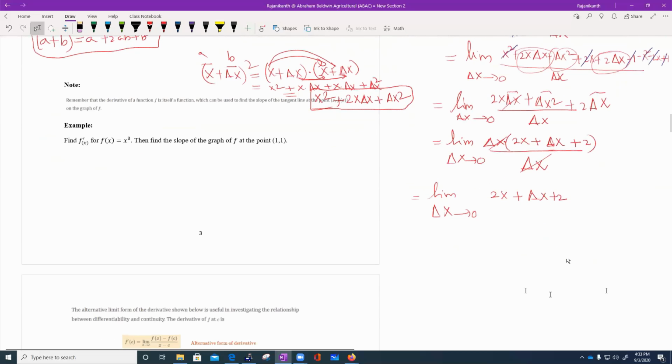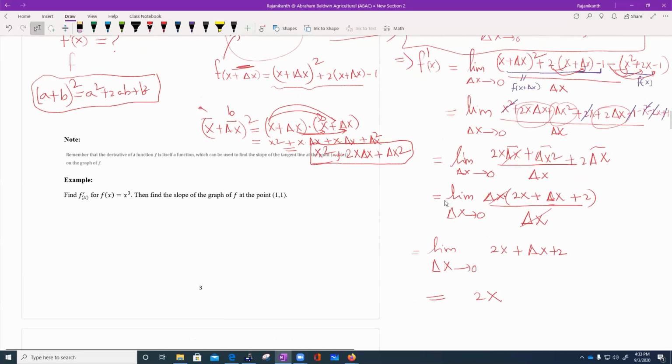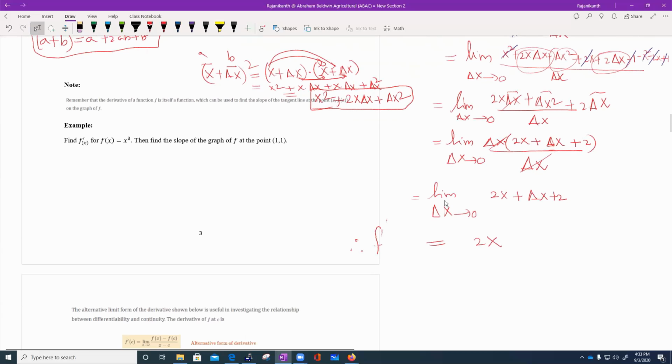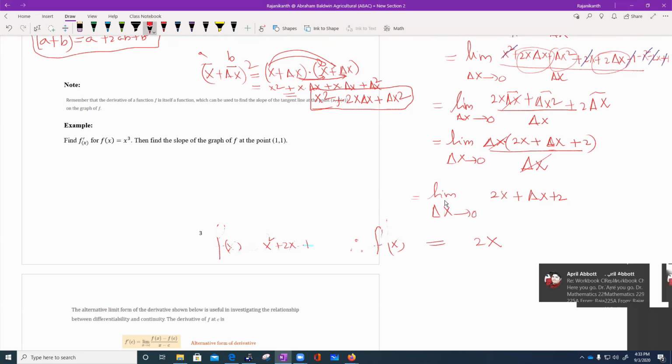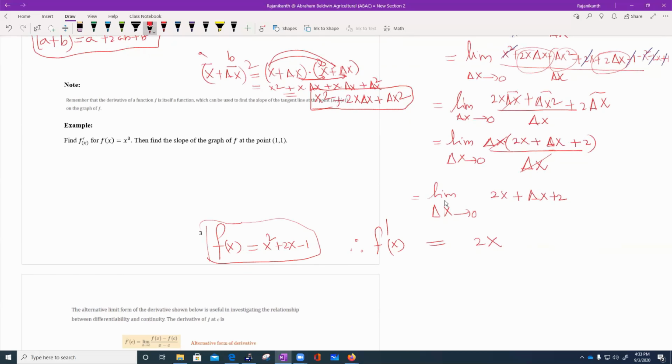Now tell me what is the answer. When delta x goes to 0, what will you get? 2x plus 2. Very good. So this is basically the derivative answer, f prime x. Remember, the given function was x squared plus 2x minus 1. So if this is f x, then what is f prime x? The answer we got is 2x plus 2.